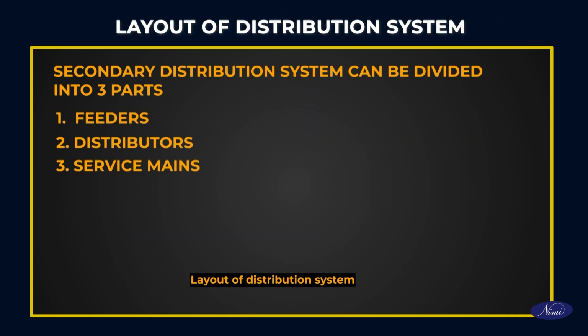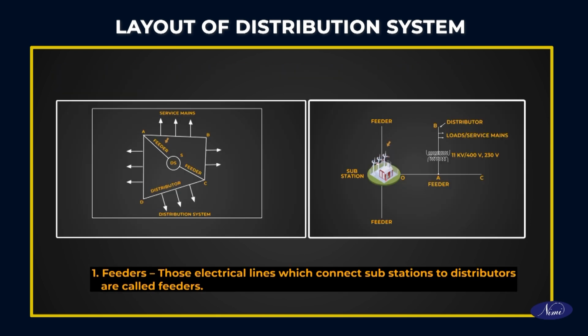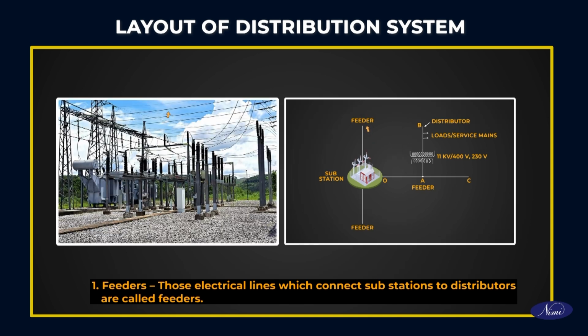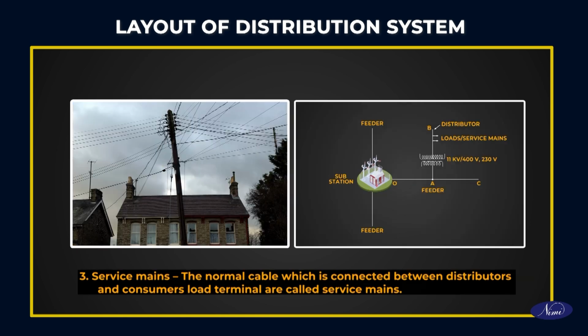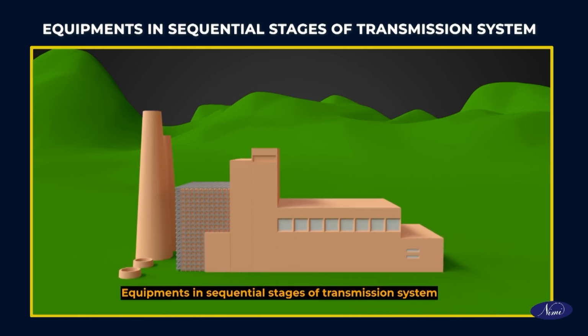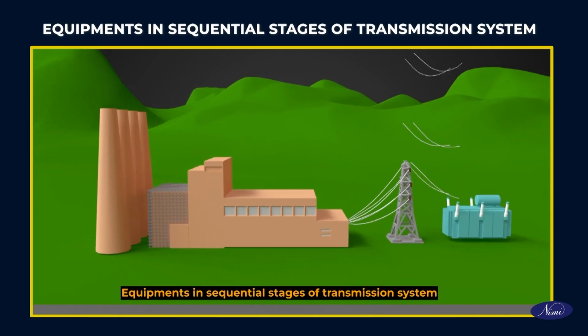Layout of distribution system. Secondary distribution system can be divided into three parts. Feeders. Those electrical lines which connect substations to distributors are called feeders. Distributors. Those tappings which extract LT power supply from feeder lines to the consumers are called distributors. Service mains. The normal cable which is connected between distributors and consumers load terminal are called service mains. Equipments in sequential stages of transmission system.